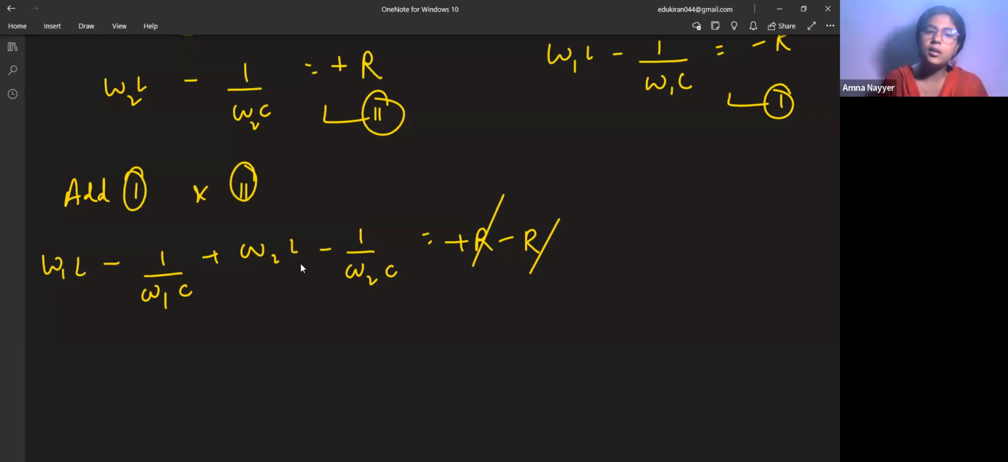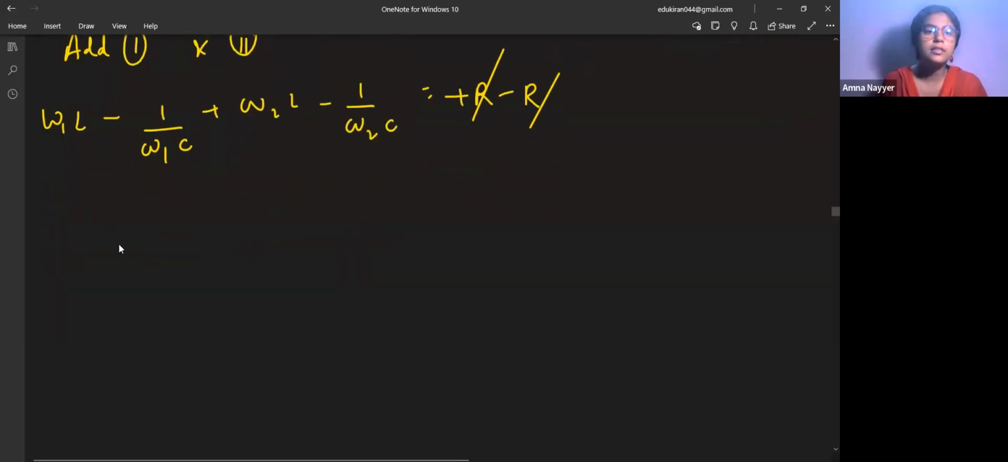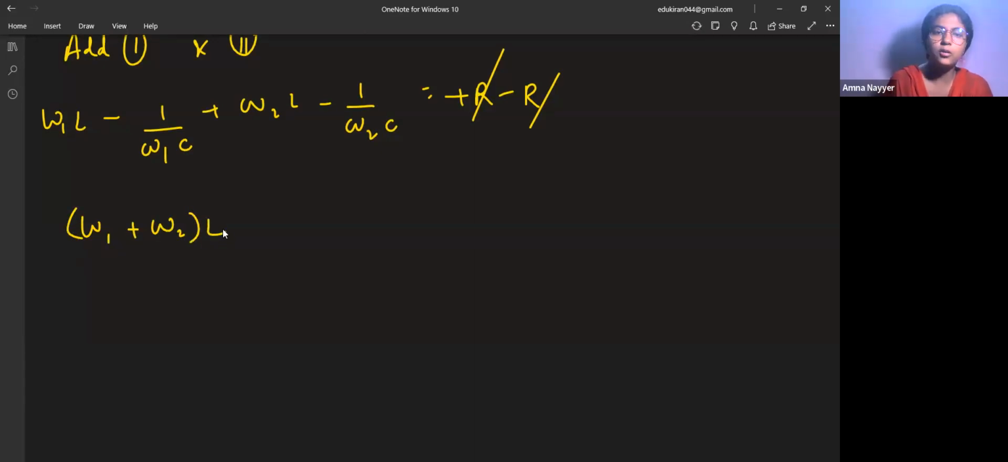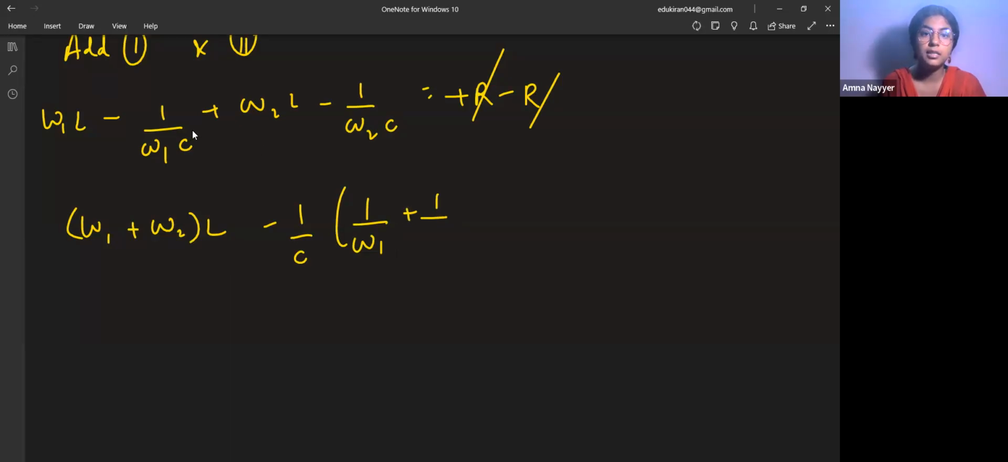Now what you can do is, from omega 1 L and omega 2 L, L can be taken as common. That becomes omega 1 plus omega 2 times L. Similarly, minus 1 by C can be taken common. So we are left with 1 by omega 1 plus 1 by omega 2. Minus I have taken common, no? This entirely is equal to 0.